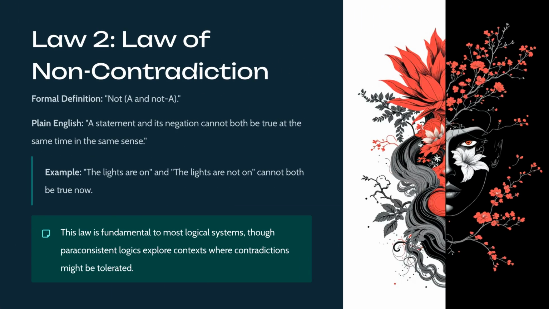Law 2 is the law of non-contradiction, not A and not A. This means a statement and its negation cannot both be true simultaneously. This is fundamental, though some specialized logics tolerate contradictions.